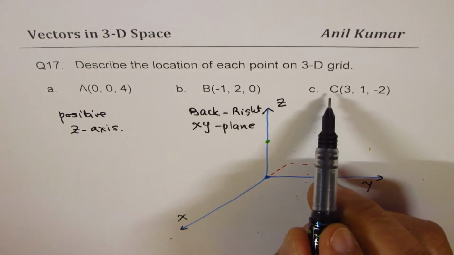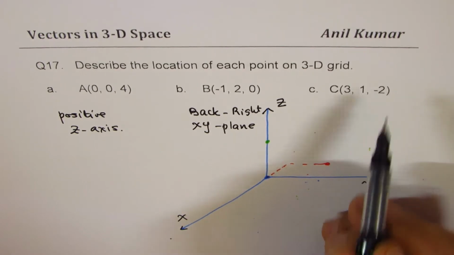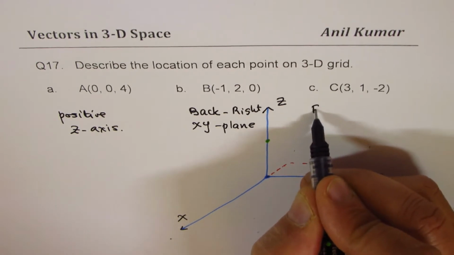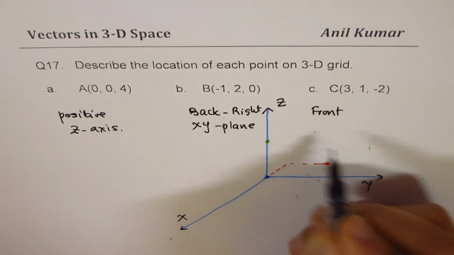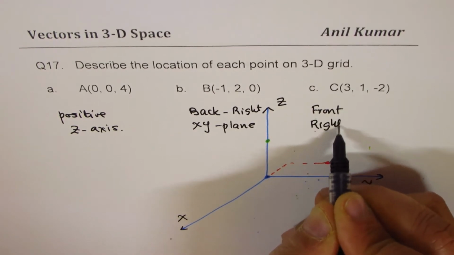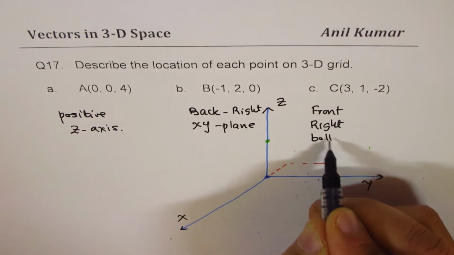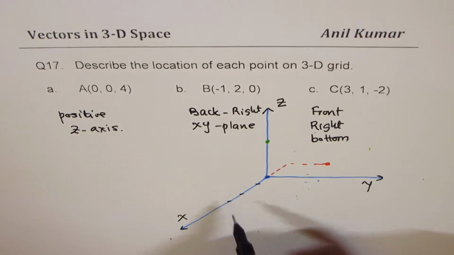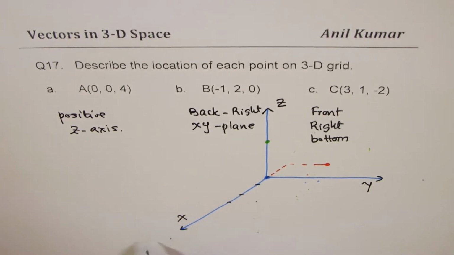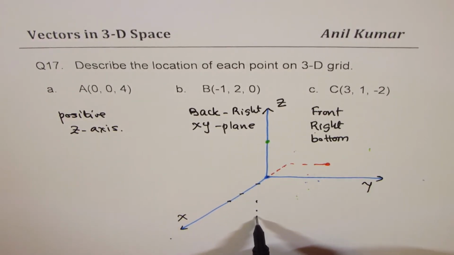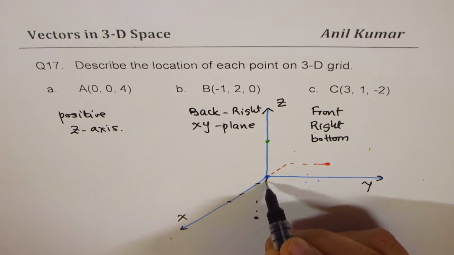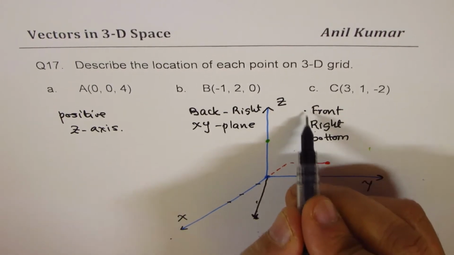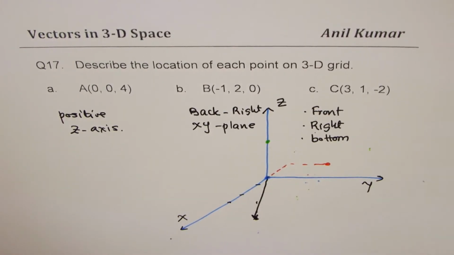Perfect. Point C is 3, 1, -2. So 3 really means you are in front, correct? So that gives you front. 1 means on the right, and -2 gives you bottom. Correct? So you should locate this point. 3, 1, 2, 3. 1 means you go 1 unit to this side, and -2 means go down. Is it okay? So that gives you the position. So that is my vector position, and this is the description, right? So I hope the concept is absolutely clear.